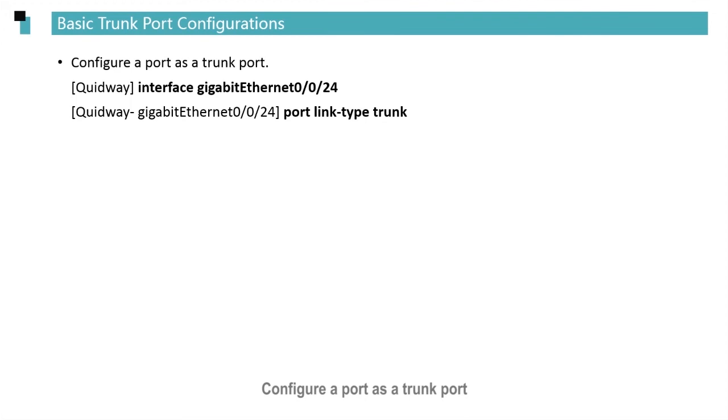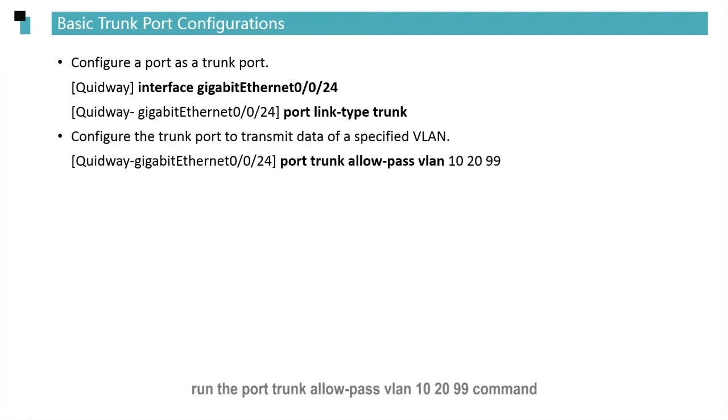Configure a port as a trunk port. Step 1. Run the interface name command. Step 2. Run the port link-type trunk command in the interface view to configure the interface as a trunk port. Initially, the trunk port does not allow traffic of any VLAN to pass. To allow traffic of some VLANs to pass, run the port trunk allow-pass vlan 10 20 99 command. This command allows traffic in VLAN 10, VLAN 20, and VLAN 99 to pass.